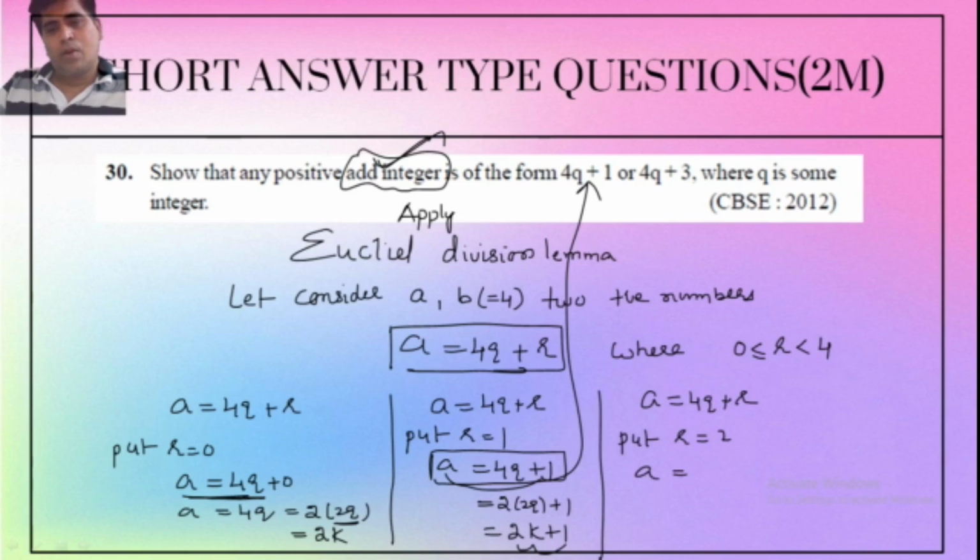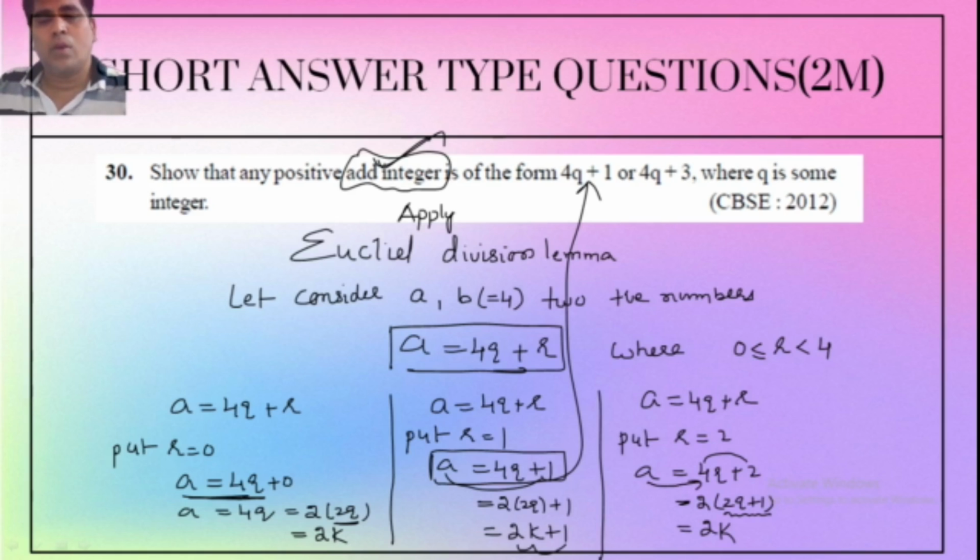So a is equal to 4q plus 2. If I simplify this, I can take 2 common in both the terms, and I will get 2 into (2q plus 1). So 2 into something, and I can write this something as an integer k. So a equals 4q plus 2, which I wrote in terms of 2k. What is 2k? 2k is nothing but an even integer.